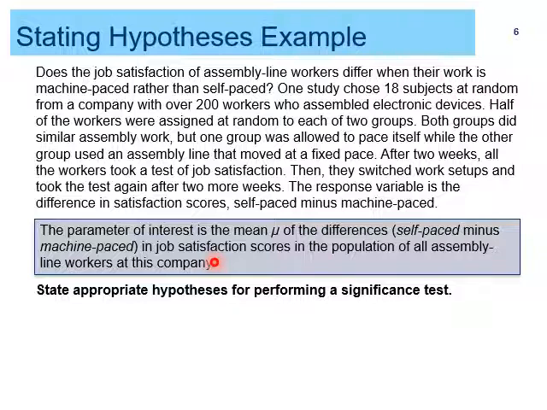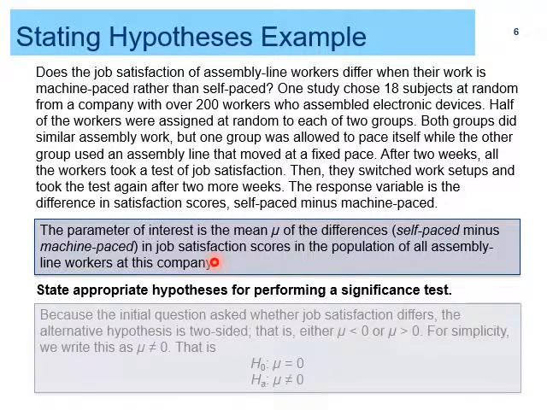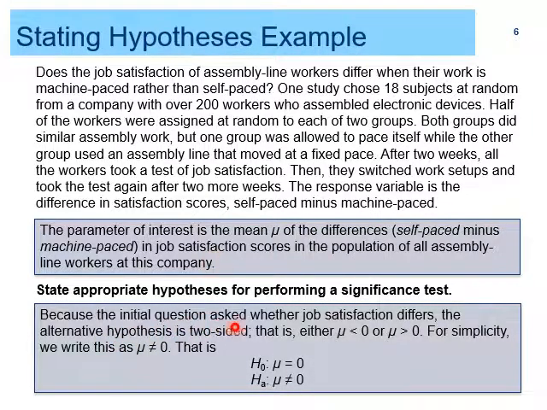So, state appropriate hypotheses for performing a significance test. Because the initial question asked whether job satisfaction differs, the alternative hypothesis is two-sided. That is, either mu is less than 0 or greater than 0. For simplicity, we can write it as not equal to 0. That is, the null hypothesis states that the population parameter mu is equal to 0, and the alternative hypothesis states that it is not equal to 0.